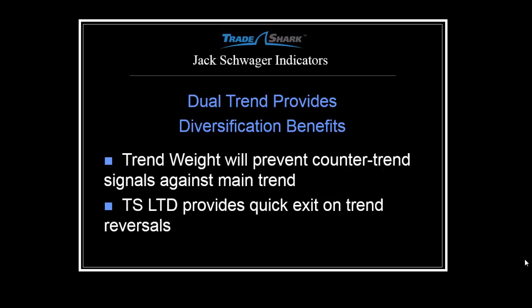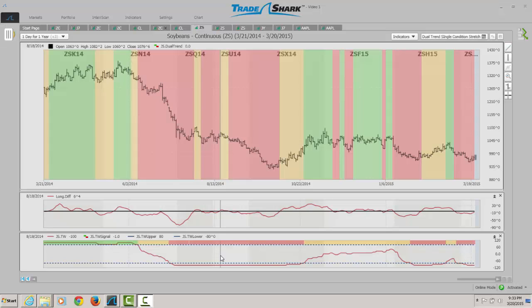Next, we will look at three different ways of displaying the dual trend signals using the soybean market as an example. Here we have our first example of the dual trend applied to the soybean market. A couple of preliminary comments. The two subplots at the bottom are the two indicators that make up the dual trend. Specifically, the bottom subplot here is the trend weight, and the upper subplot here is TradeShark's long trend difference.